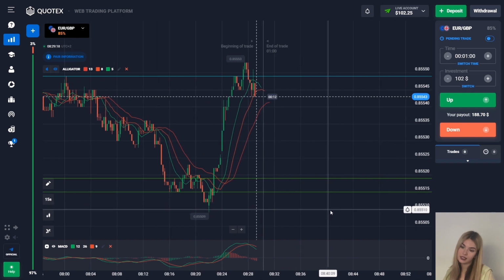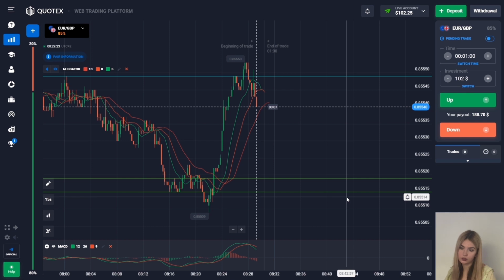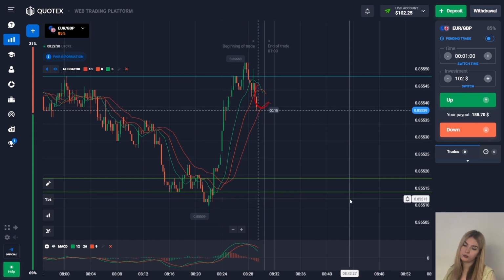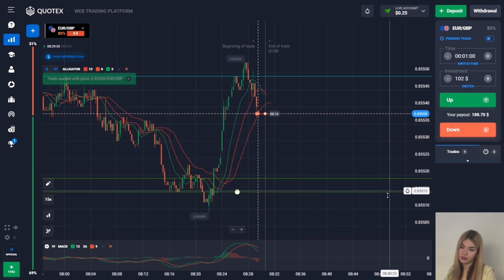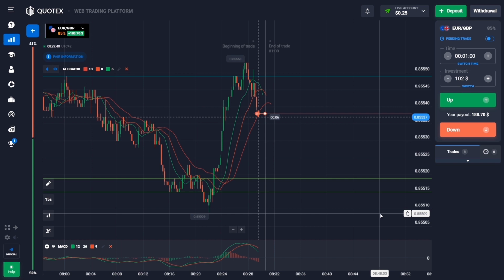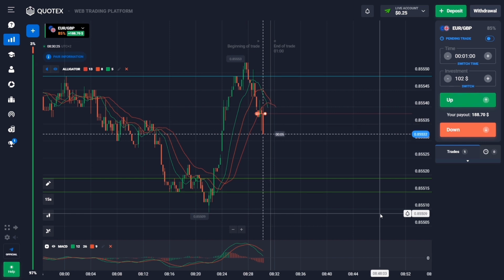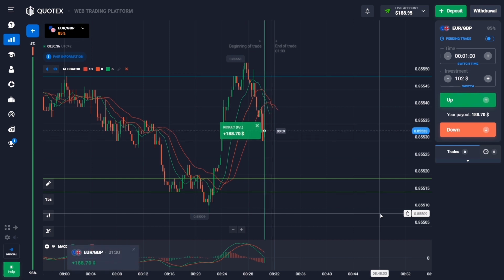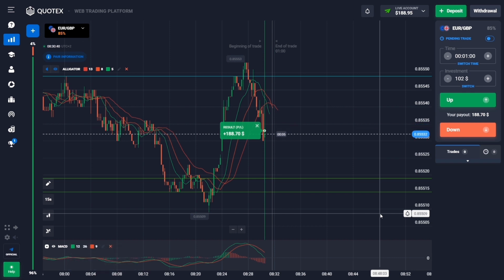On the indicators, we see quite clear signals to lower the price. The main MACD line crossed the signal line from top to bottom, and the green alligator line also crossed the average from top to bottom. And this is enough to open a deal to go down, guys, with $102. The time is 1 minute. After a while, we see that the price went even lower and we managed to earn.